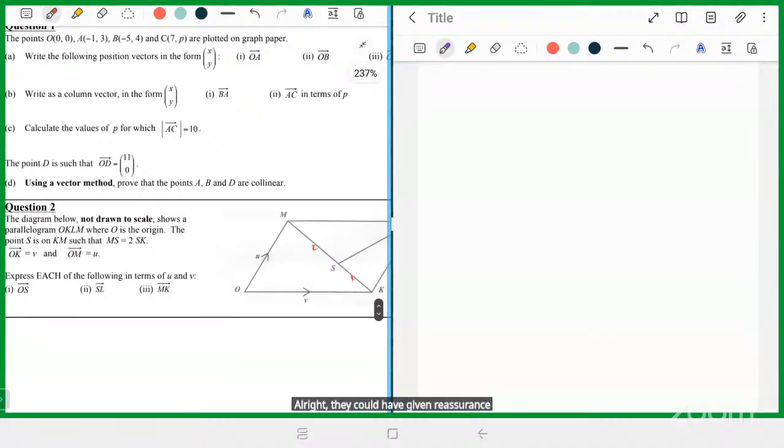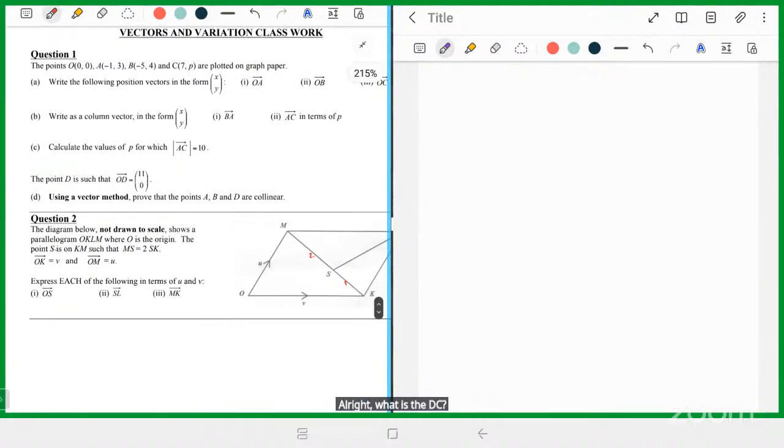They could have given the ratio. They could have given information and said MS to SK is 2 to 1. They could have given information that way as well. Alright, what else did they say? It says the vector OK is V. That's this vector across here is V.